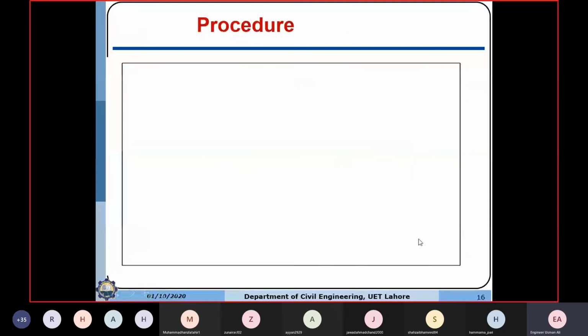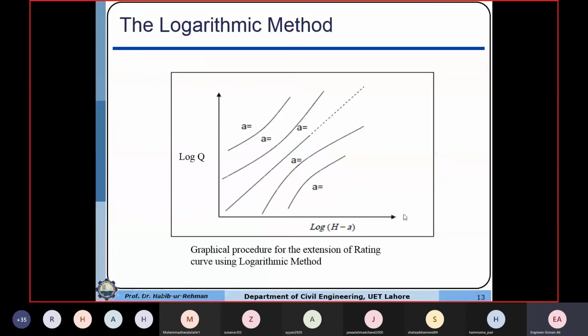Corresponding to this value, you will go to this graph, and you will draw a vertical line meeting this extended portion, and then from this you will draw a horizontal line to find the log of Q, and then you can take the anti-log to find out the Q value. So in this way, using this logarithmic method, plotting a graph between log of Q and log of H minus A, achieving a straight line and finalizing that value of A, you can find out the discharge for the extended stage value.